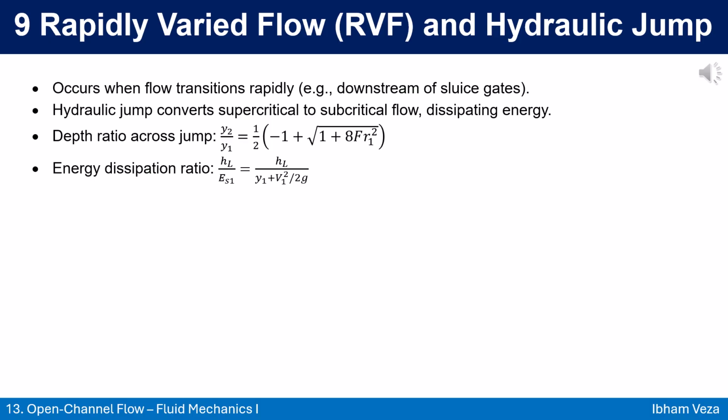Engineers also care about how much energy is lost. The energy dissipation ratio tells us how effective the jump is. h_L divided by E_1 equals h_L divided by y1 plus V1 squared divided by 2g. A high dissipation ratio means a large amount of kinetic energy is being turned into turbulence and heat.